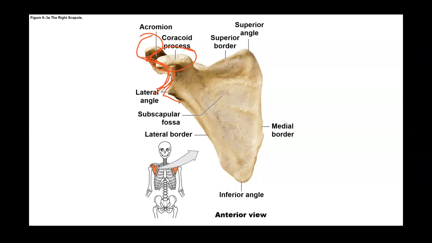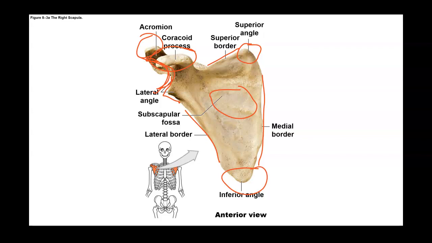Then you also have your superior border. You have the superior angle. You have the medial border, the inferior angle. You have the lateral border. And then you're going to have what's referred to as the subscapular fossa, which is kind of an indentation throughout this area here. Make sure that you know those specific places.